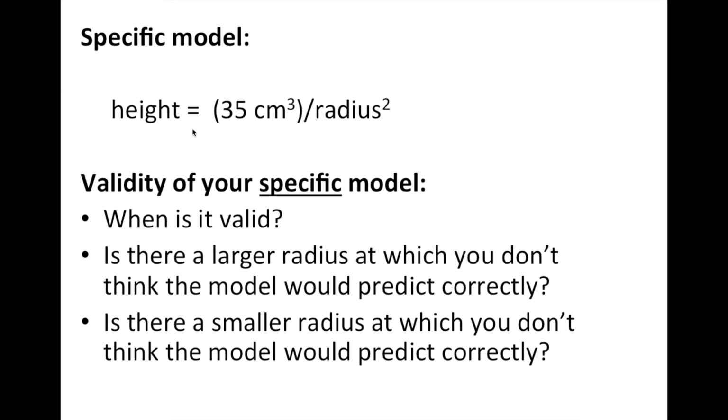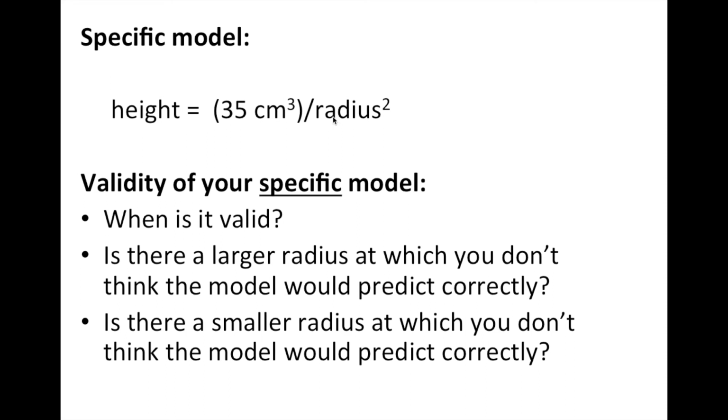Okay, this is an example of a specific model. Yours is probably different because your volume of water was probably different than the data from which this model was determined. But here's an example of a model for this experiment. And we talked about, when would this specific model be valid? Would this work and give accurate results for height for every value of radius from 0 all the way up to infinity? Probably not. So we talked about, is there a larger radius at which you don't think the model would predict correctly?